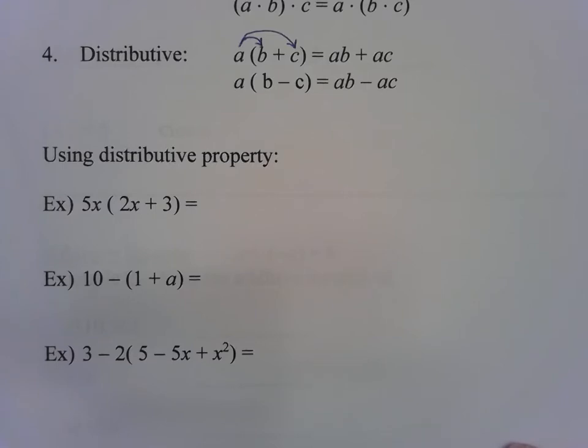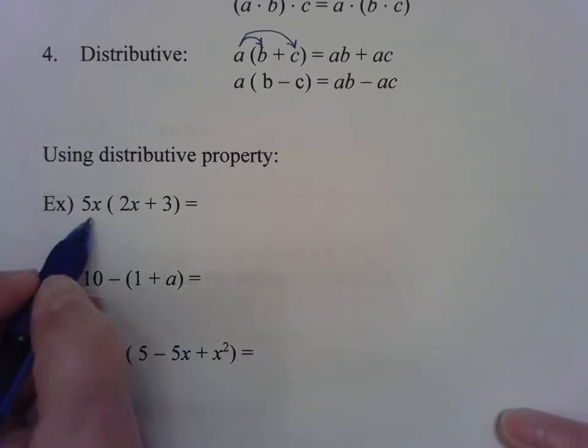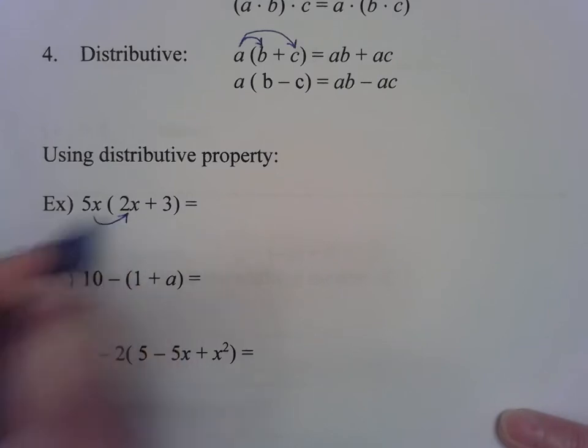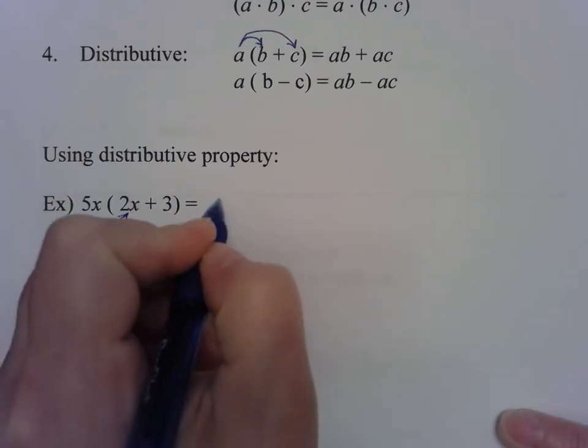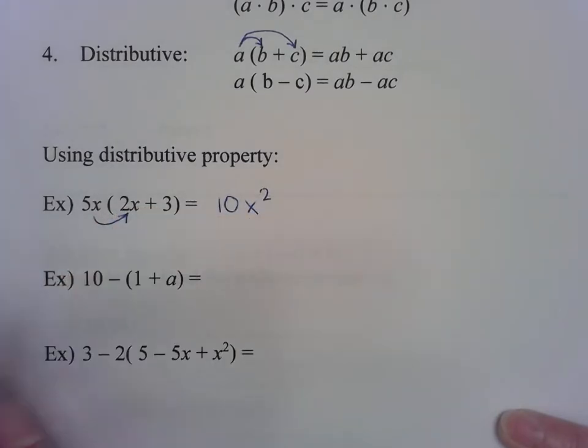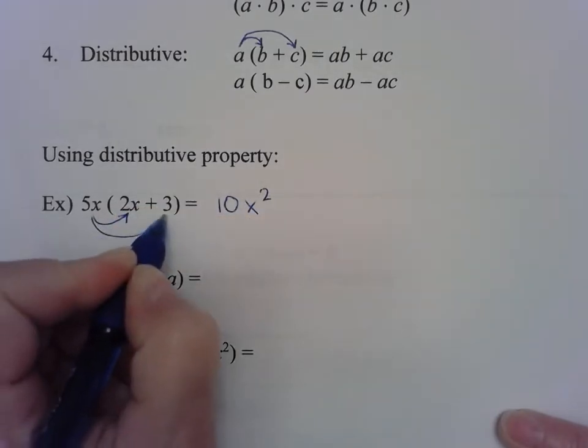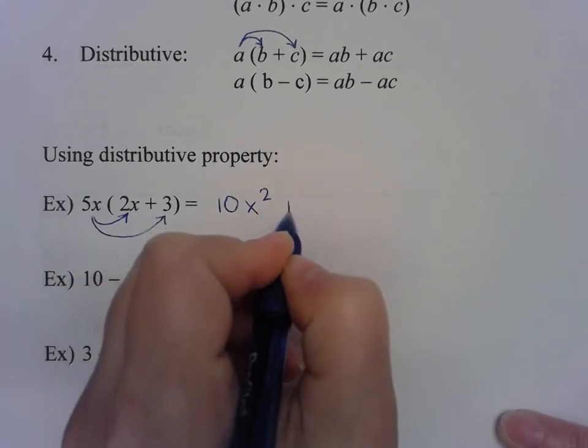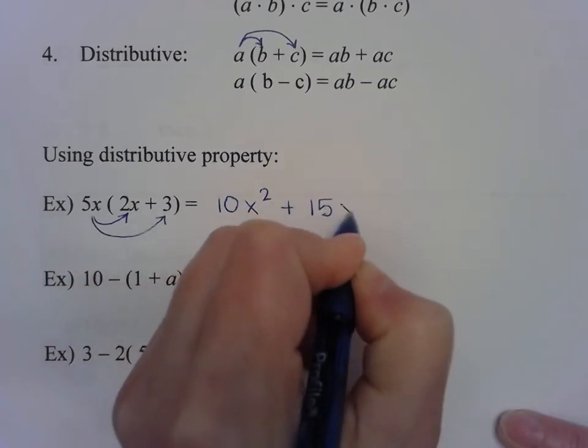So I brought a couple examples here to try this out. Usually you've done this before, but it's good to revisit in case it's been a while. So I can use the distributive property here, right? 5x multiplied by 2x would give me 10x squared. And then 5x multiplied by 3 would give me 15x.